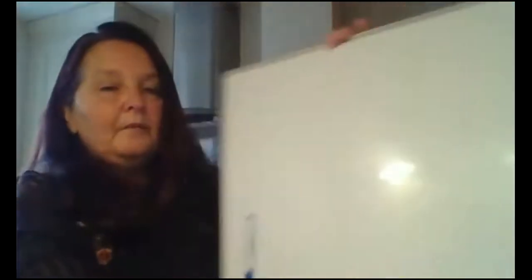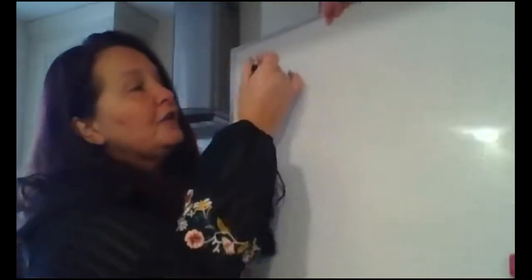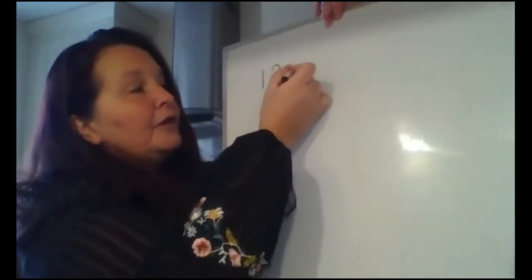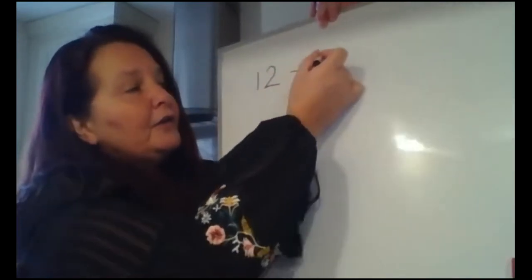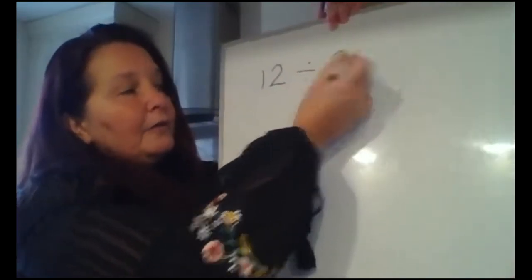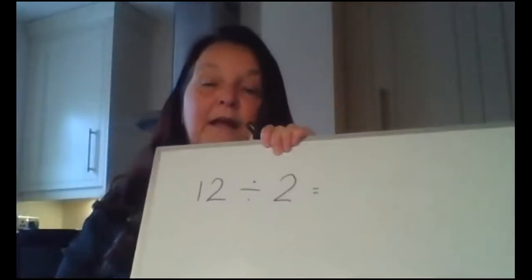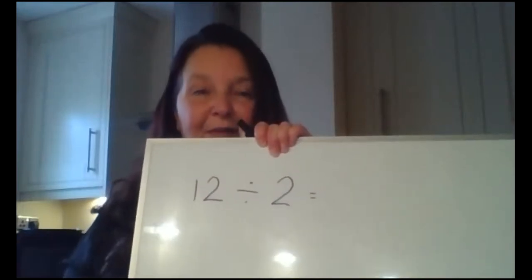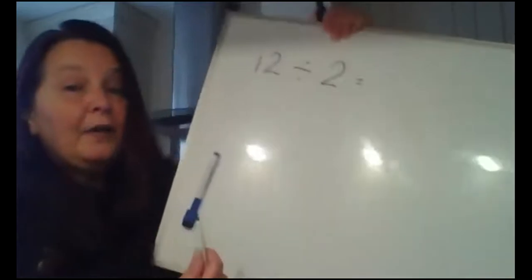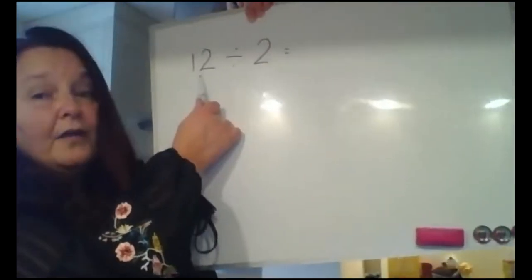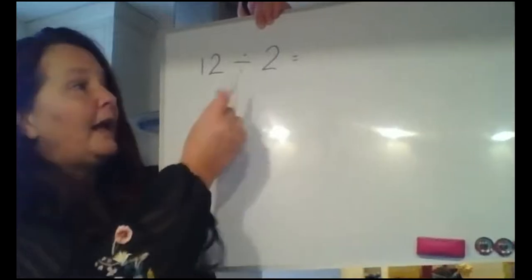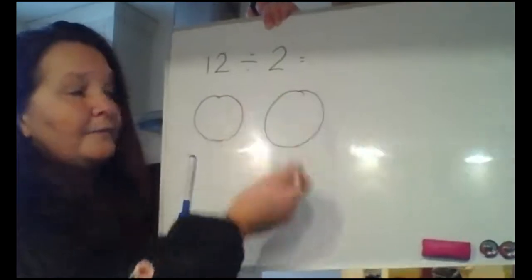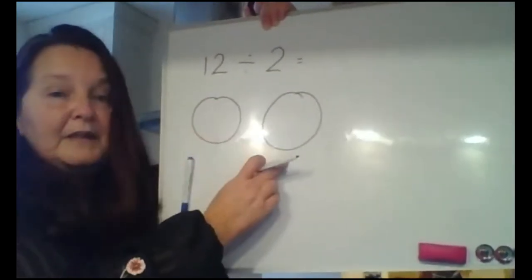So if I've got a question such as 12 shared by 2 equals. Now this time I've not put the answer. If I know my 2 times table, I'll know what the answer is going to be. If I'm not certain, I can work it out. So I need 12 things and 2 plates. 1 plate, 2 plates. Okay, Mrs. Barton, Mrs. Sharples.